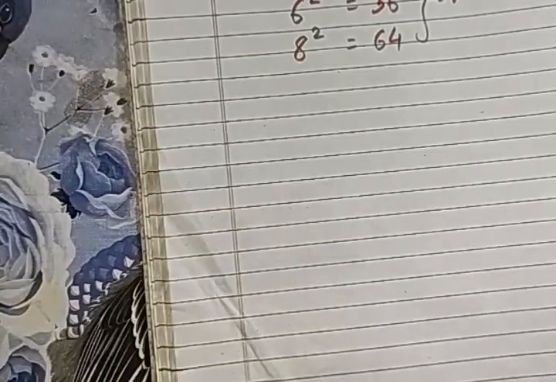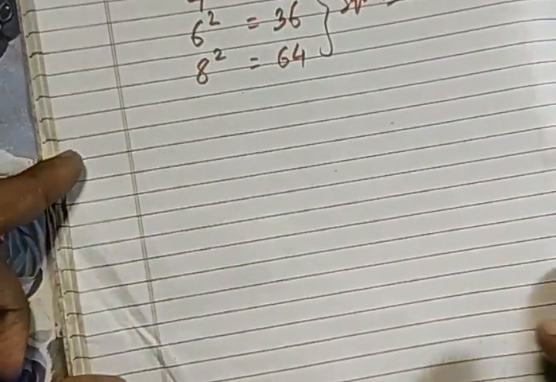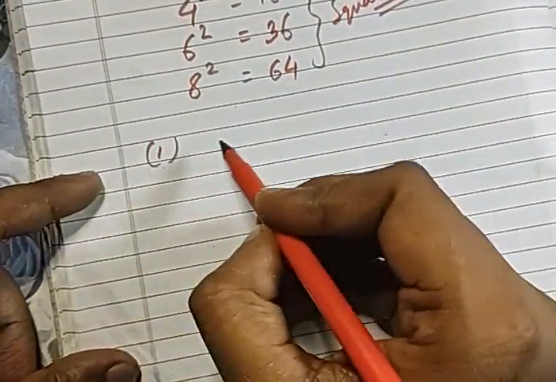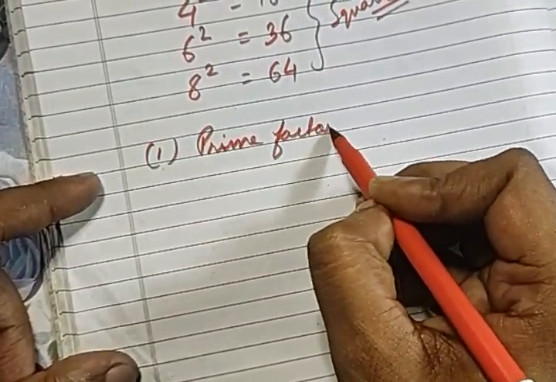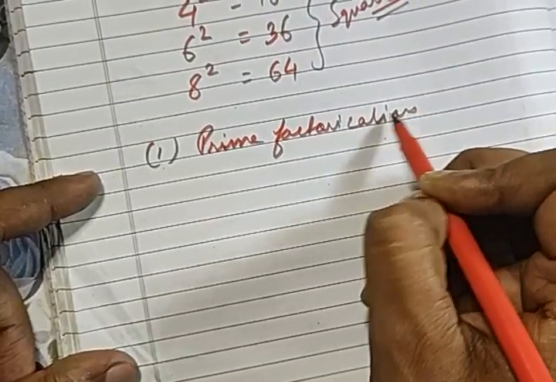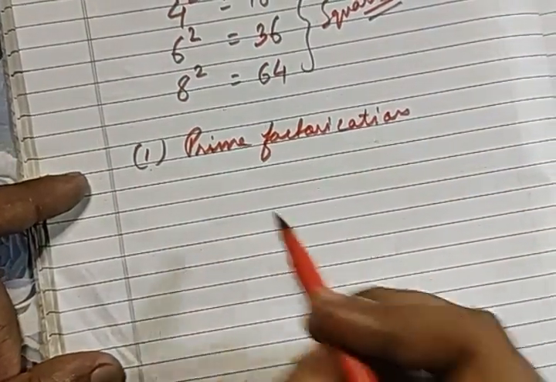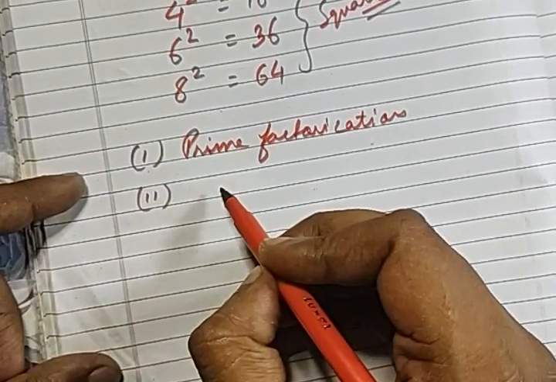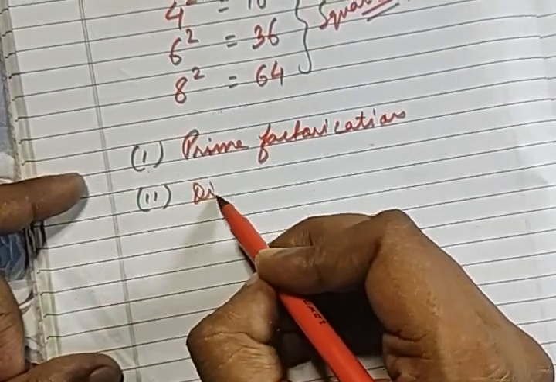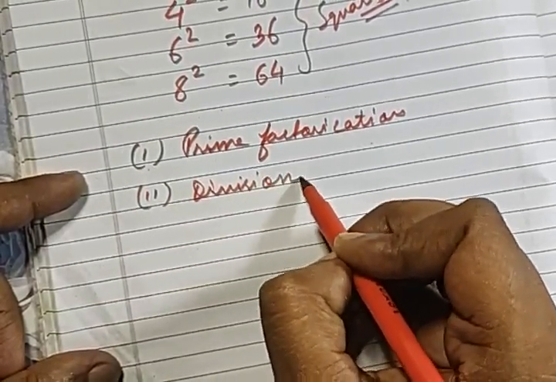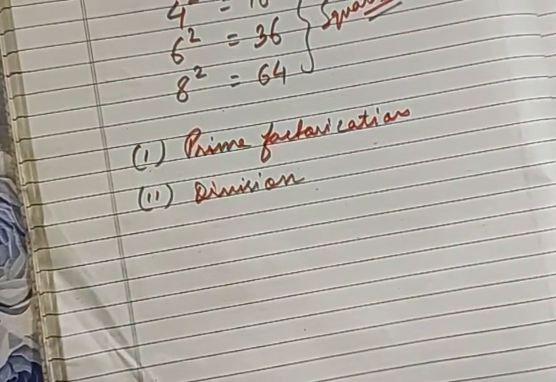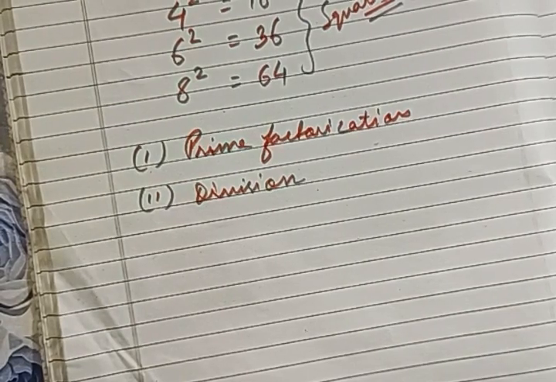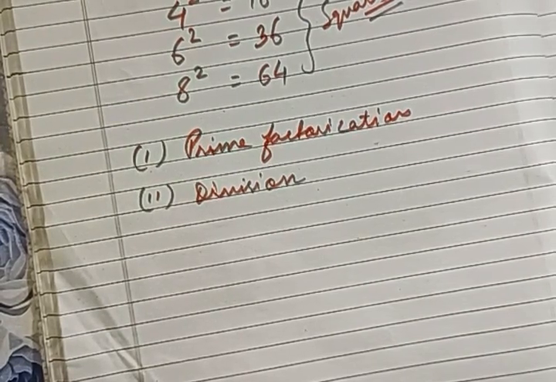There are two ways to find the square root of a number. The first way is called prime factorization, and the second method is called the division method. One by one we will try to understand. First of all, prime factorization.